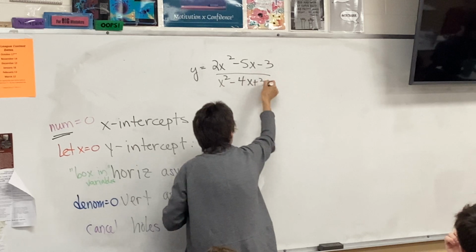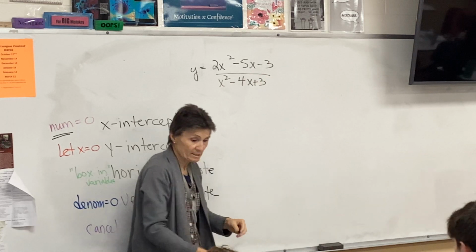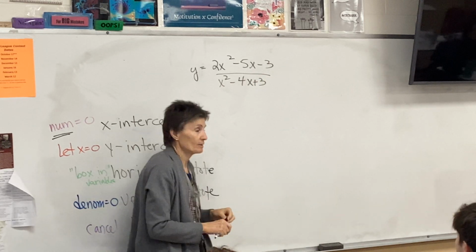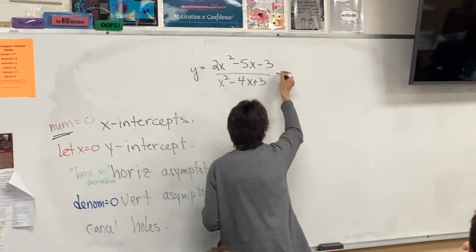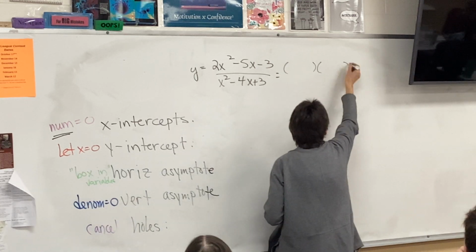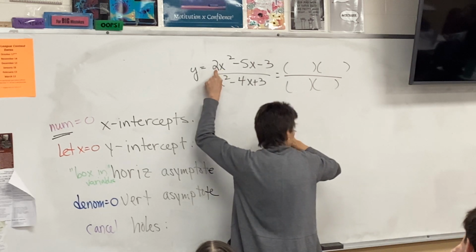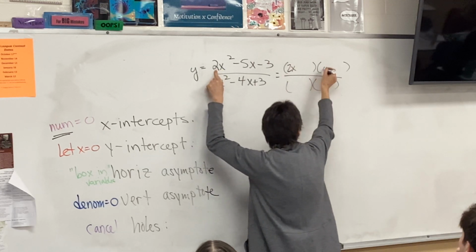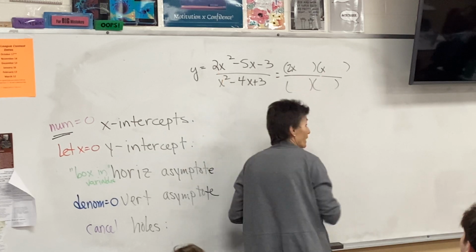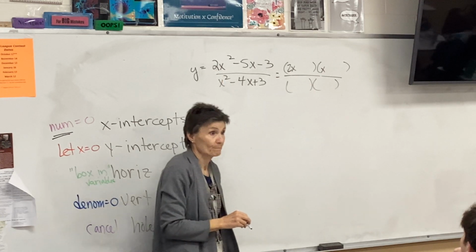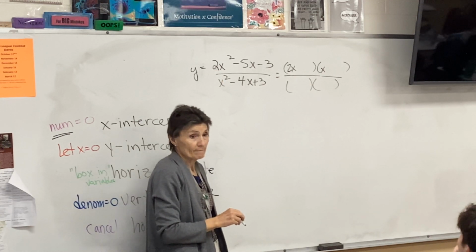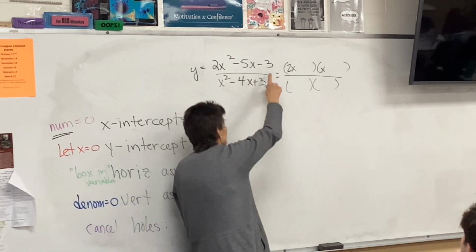Okay, so who remembers from yesterday how we start? Factor. So how does the top factor? Now, see that 2 right there? That means you're going to have a 2x and an x, so that when you multiply them, you get 2x squared, right? Right? Yeah.